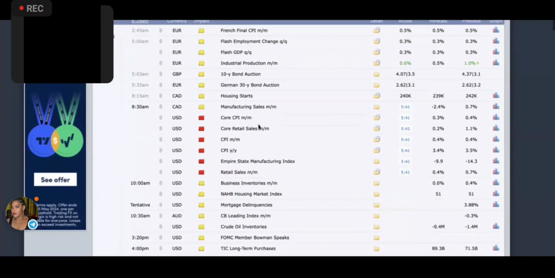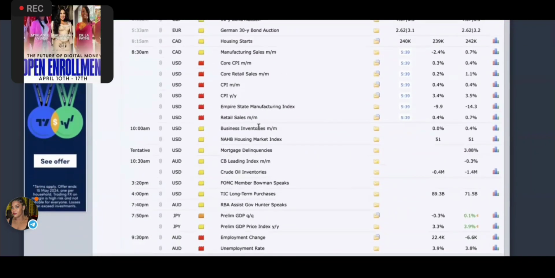Yeah, news at 8:30. Oh, and good morning, by the way. Good morning. Yes, so this is getting ready to cause the market to shoot.